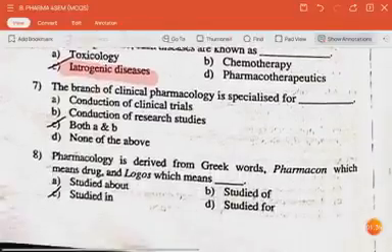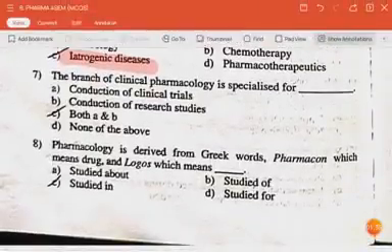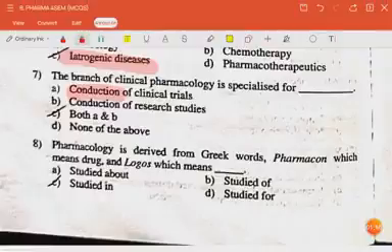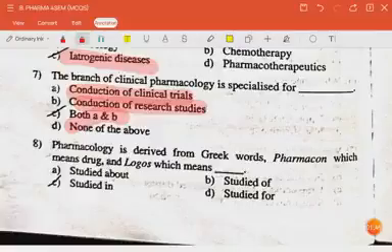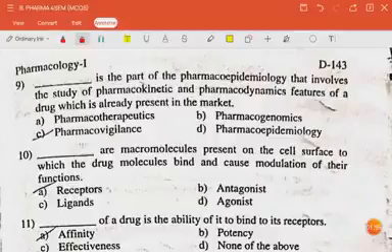The next question is, the branch of clinical pharmacology is specialized for conduction of clinical trials and conduction of research studies, so both A and B. The next question is, pharmacology is derived from Greek word pharmakon, which means drug, and logos, which means study. Question is, dash is the part of pharmacoepidemiology that involves the study of pharmacokinetic and pharmacodynamic features of the drug which is already present in the market.